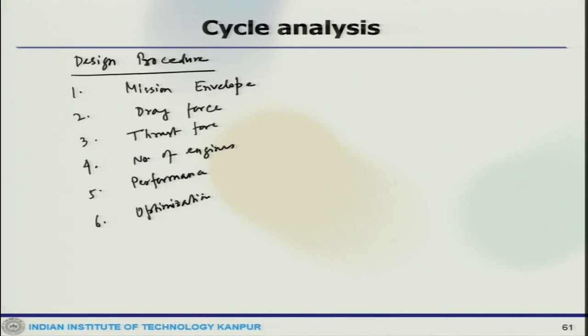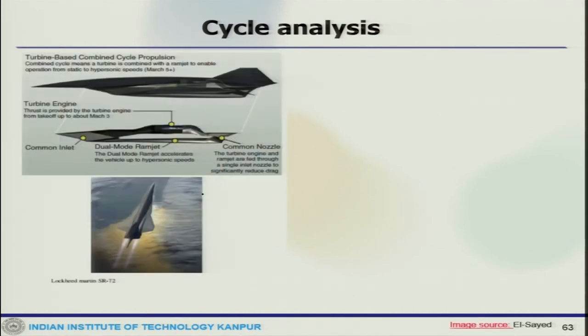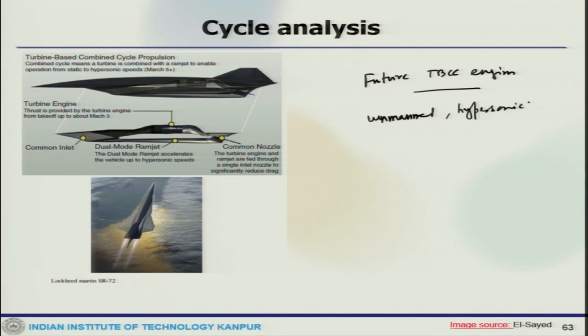So, just to conclude all this discussion, with this schematic of the vehicle of the future TBCC engine. So, this is the Lockheed Martin SR-72, which is a conceptualized unmanned hypersonic aircraft intended for intelligence, surveillance, reconnaissance. And this SR-72 could be operational by 2030.